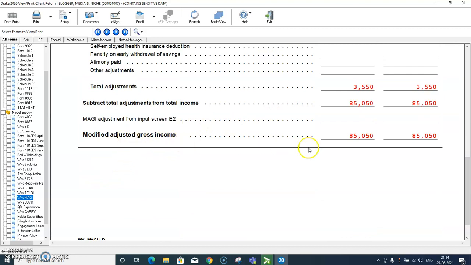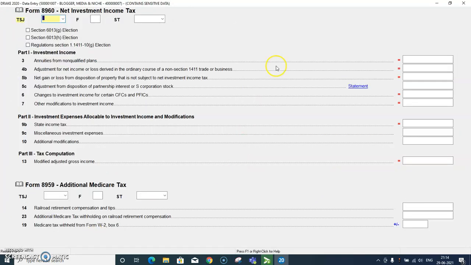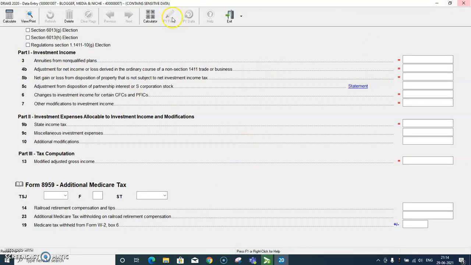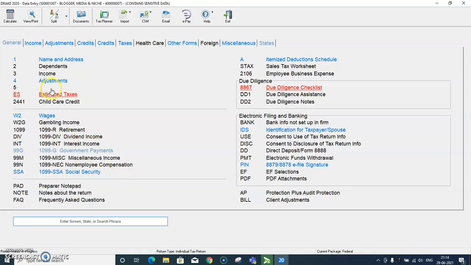The modified adjusted gross income for MFJ in this return comes to 85,050. But as we know, if the threshold limit is more than $250,000, then only 8960 will flow to the federal tax form. So whatever you report on 8960, nothing will appear on the federal income tax return. I am just showing you the form in Drake software and how it looks, otherwise it has no use for now in this return.